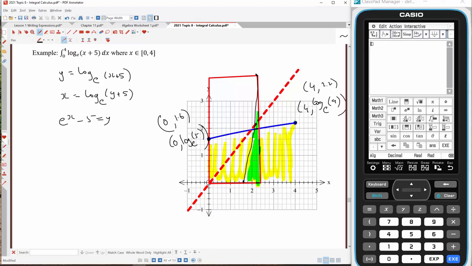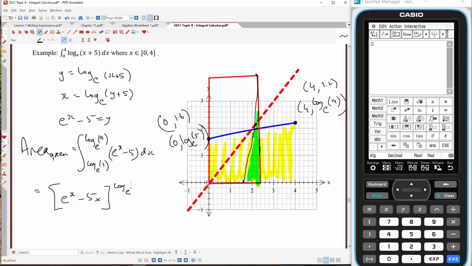Right, so let's go and find this green area here. So area green is equal to the integration between this value here and this value here, which is, the top one is log e9, the bottom one is log e5. The function is e to the x take 5 dx. All right, let's do it. So that one's easy to anti-differentiate. E to the x take 5x, between log e9 and log e5.